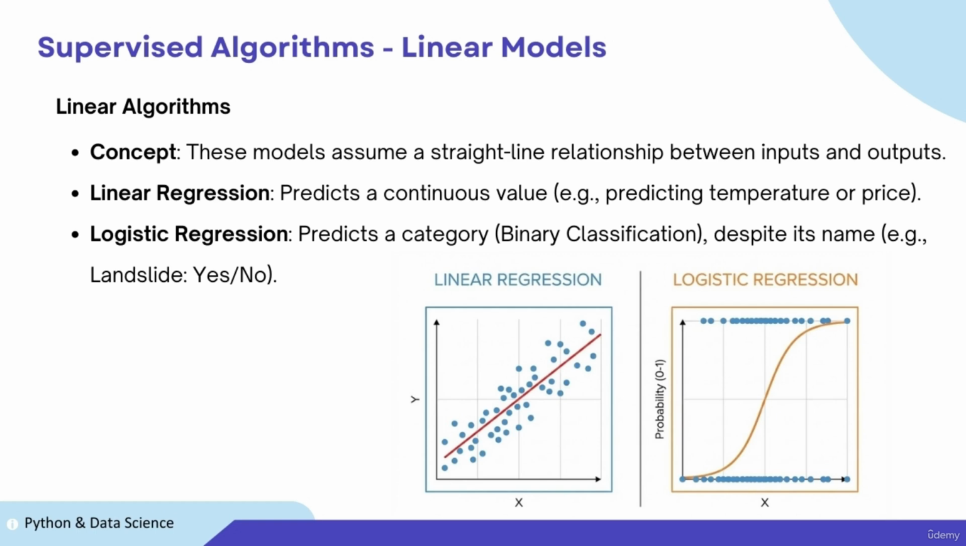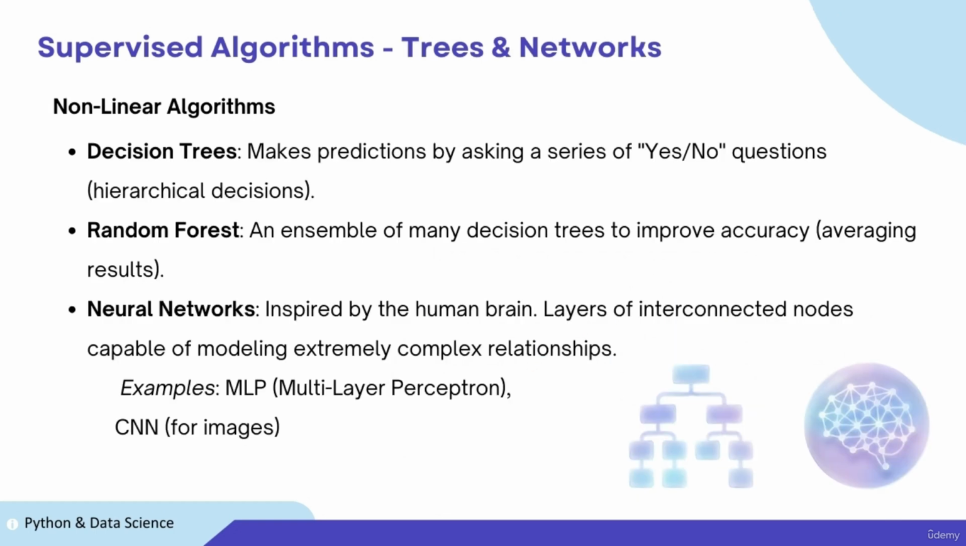On the right, we have logistic regression. Despite the name, this is used for classification, predicting categories. Notice the S-shaped curve. This is called a sigmoid function. It maps the output to a probability between 0 and 1. We use this to answer yes or no questions, like, is this slope stable? Or will there be a landslide?